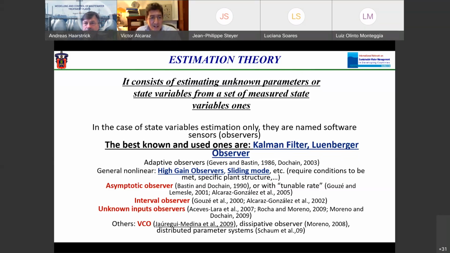Okay, thank you. There are others like the high gain observer and the sliding mode observer. And we also have the asymptotic observer, the interval observer, the unknown input observer, and the virtually controlled observer.